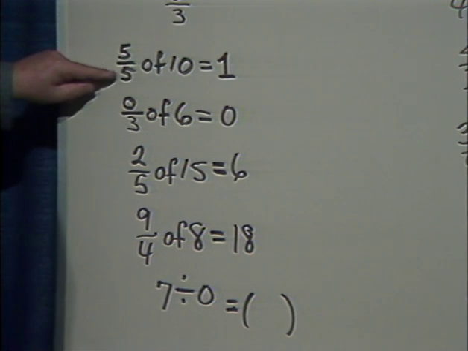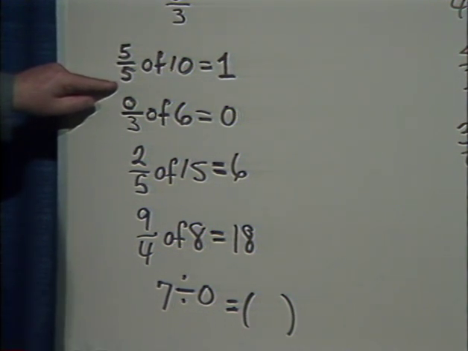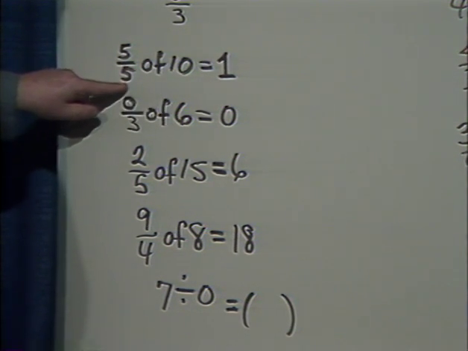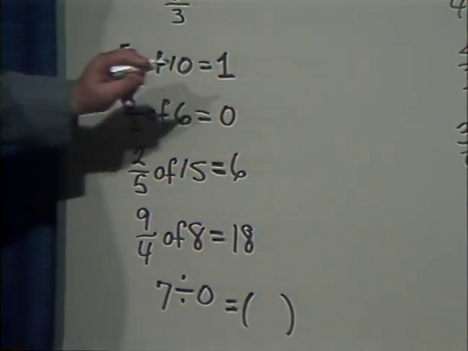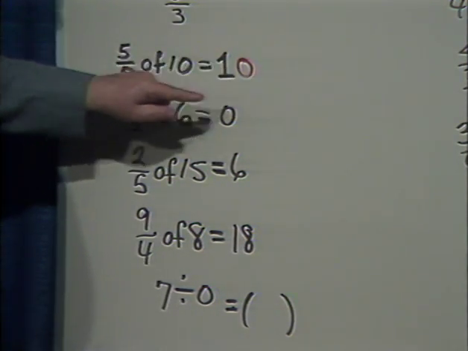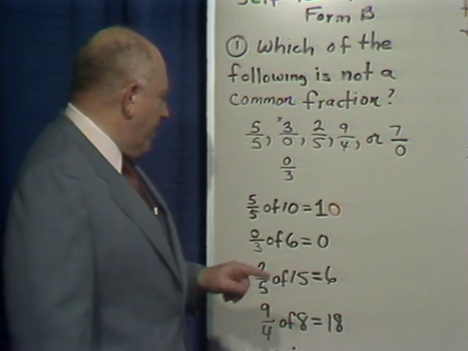5 over 5 means 5 divided by 5, which is 1. And the best way to proceed with that is, let's just take a look over here. If we take 5/5 of 10, 10 divided by 5 is 2. 2 times 5 is 10. So we see that what? 5/5 of 10 is 10, which checks with the fact that 1 times 10 is 10.